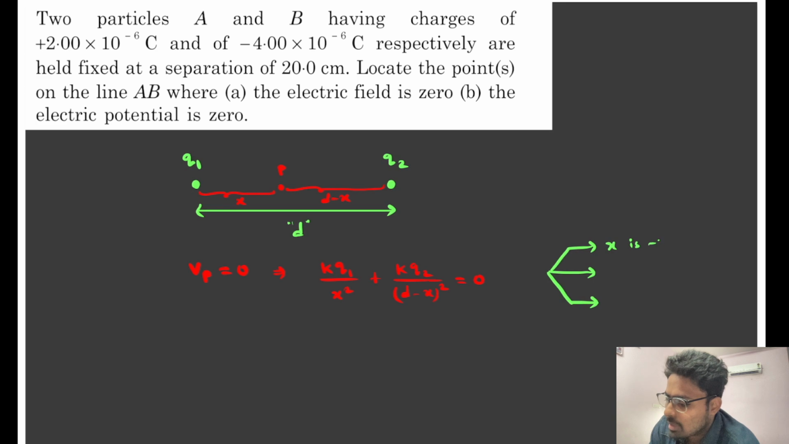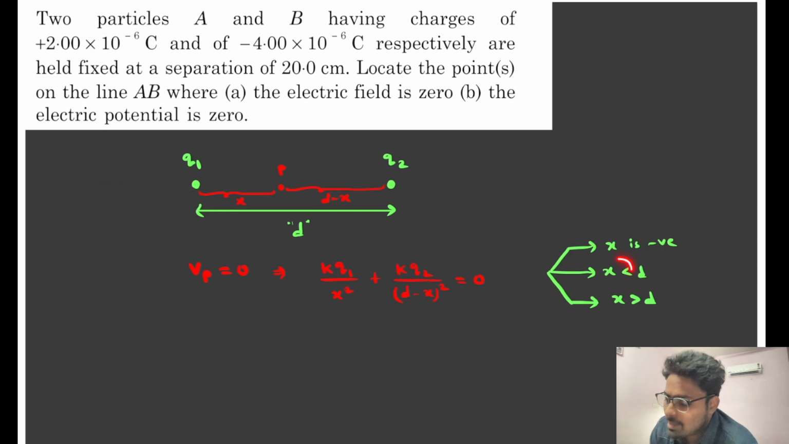X is what? X is negative. X is a positive value, and x is less than d, and x can be greater than d. So these are the three cases that you can get, depending on the value of q1 and q2. So if x is negative, then you will be telling that the point where the potential will be 0 is what? So here in this region.